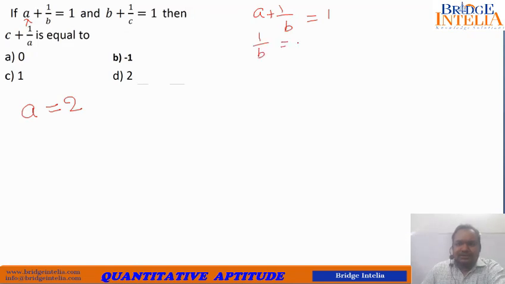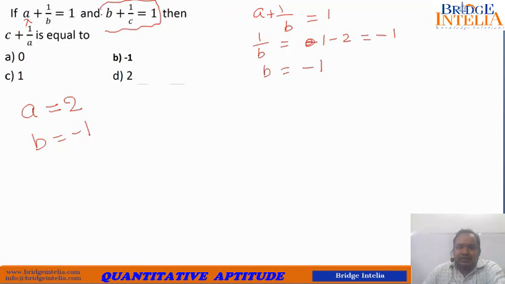So 1 by b is equal to 1 minus 2, which is equal to minus 1. So from here you can see that b then comes out to be minus 1. So if you assume a to be equal to 2, b comes out to be equal to minus 1. Now come here, you will get the value of c.